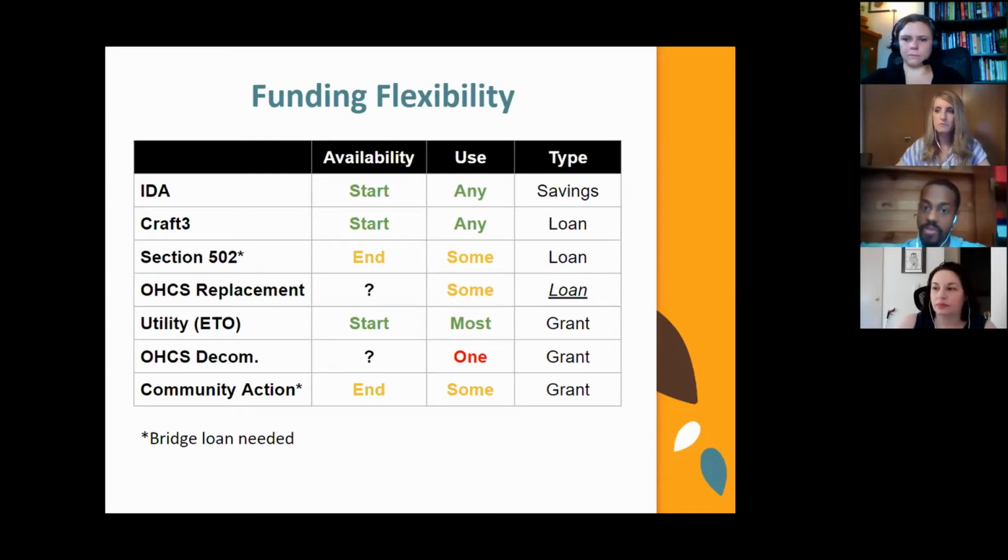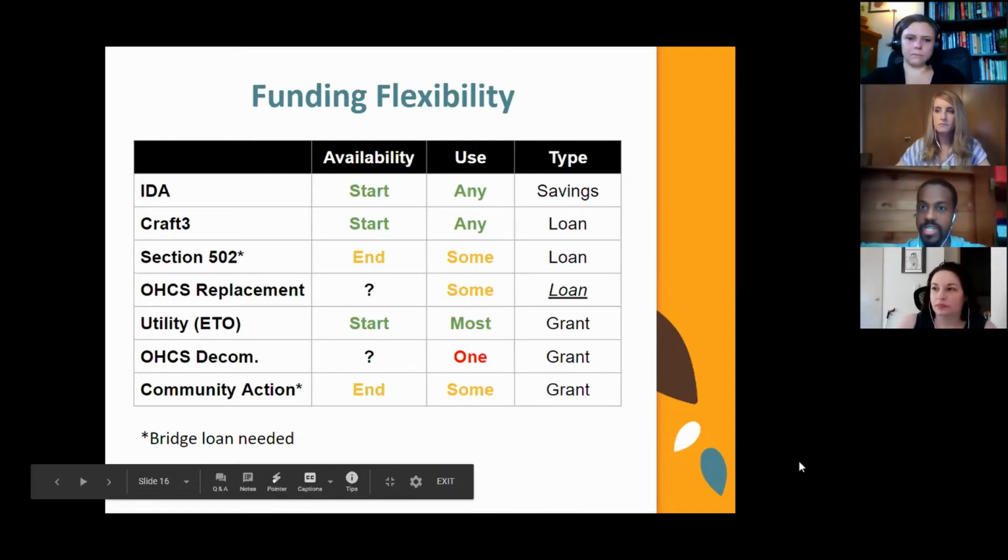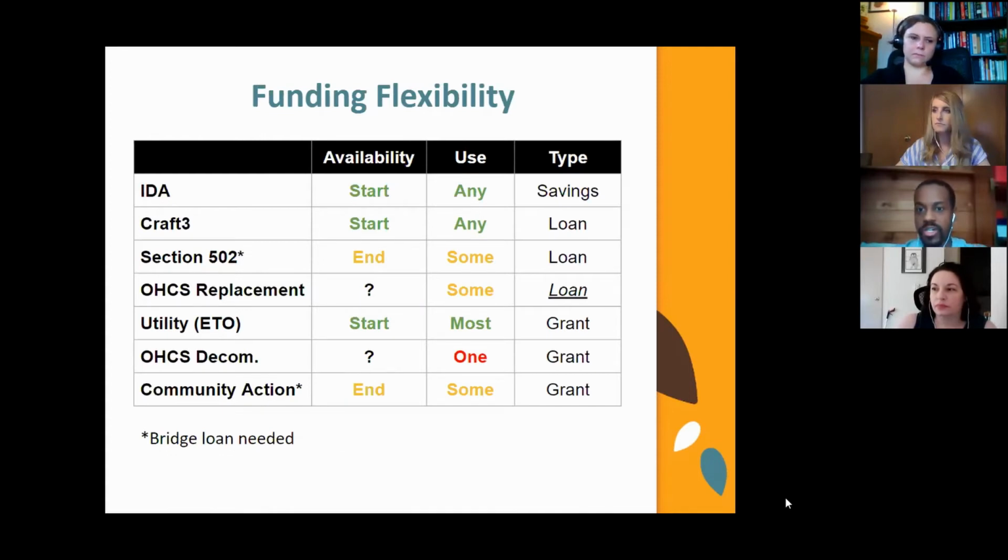After that, we have the OHCS replacement loan, which is gap funding that is not available yet, and we're not sure what its availability will be. It comes through the state, and we're not exactly sure what the uses of that will be. But we do know that while it's called a loan, it's really a forgivable loan. So it acts like a grant that's forgivable over the course of 10 years. And we have utility subsidy, which is essentially just free money. It's a grant. You can use that for anything.